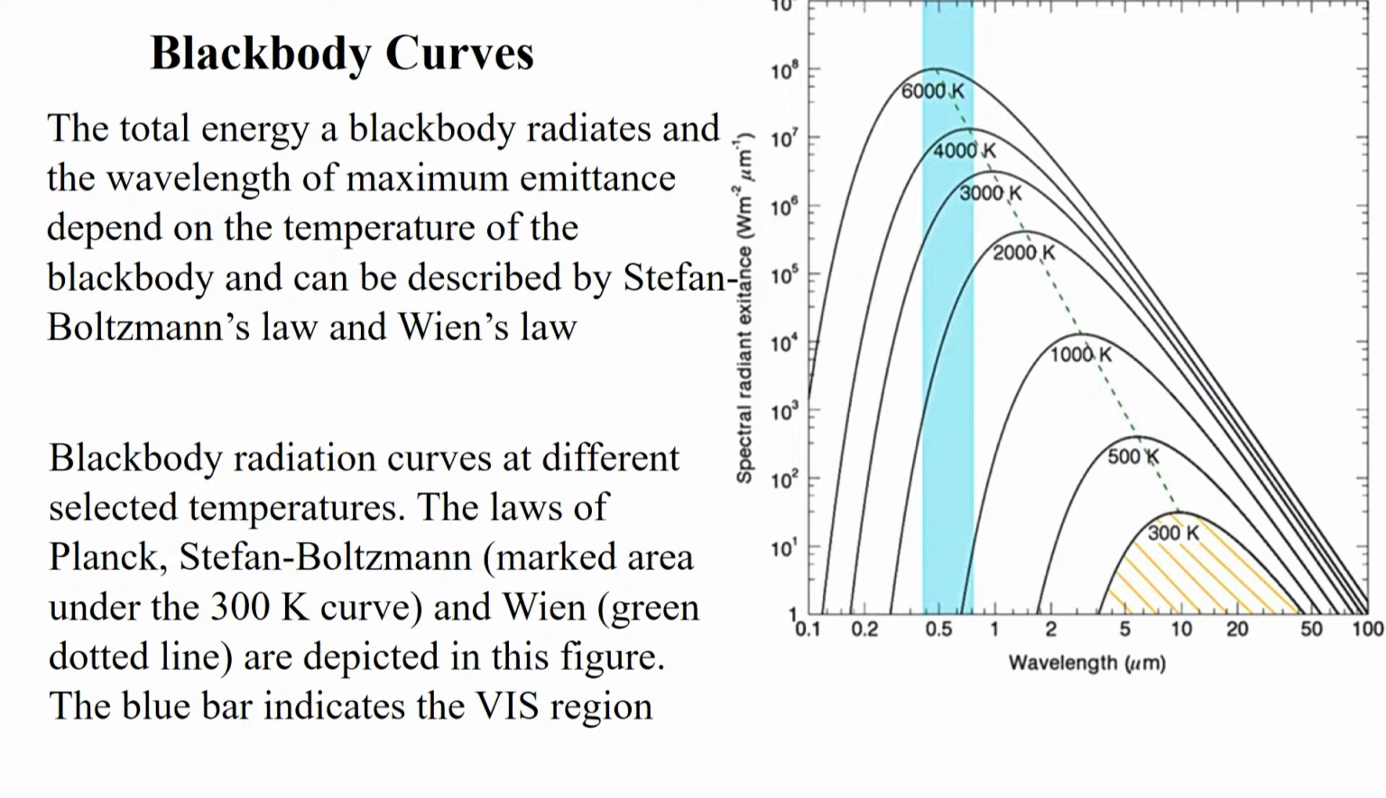Here you can see the Stefan-Boltzmann law. This is the marked area under 300 Kelvin, and Wien's displacement law, the green dotted lines, are shown here. The blue bar is indicating the visible range, and the green dotted line is derived from Wien's displacement law, and this area is showing the Stefan-Boltzmann law.